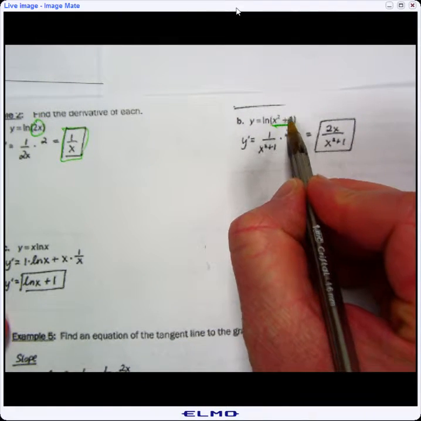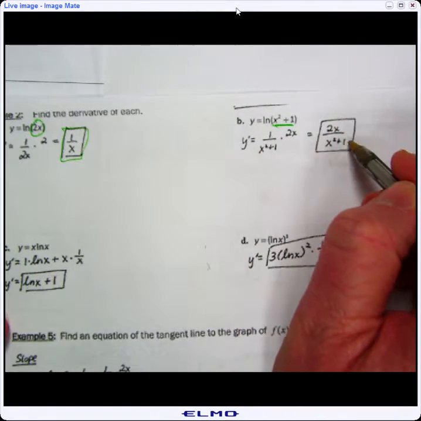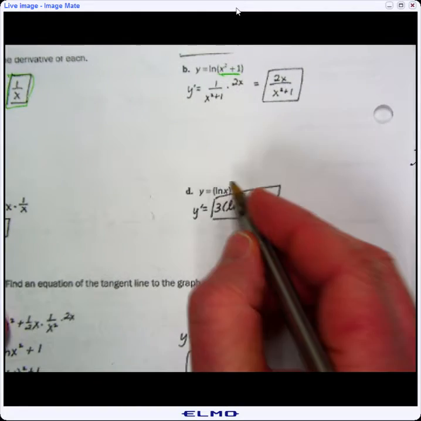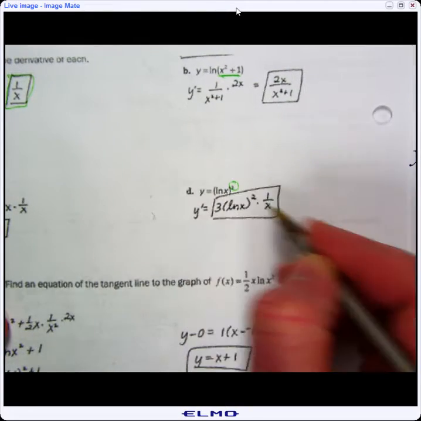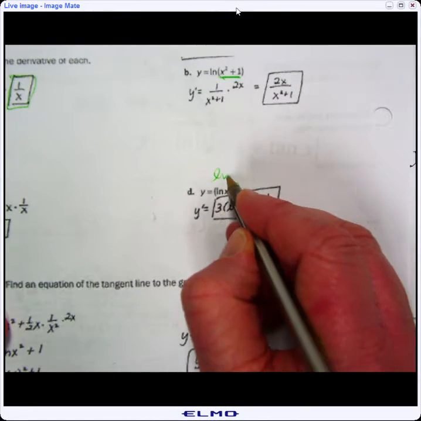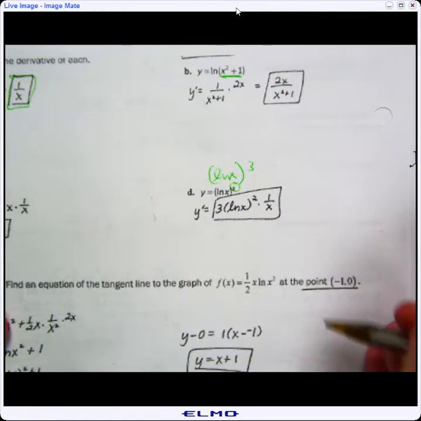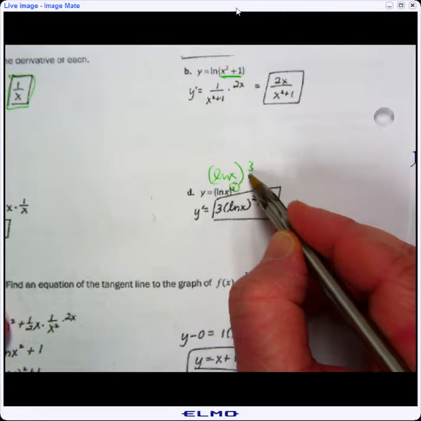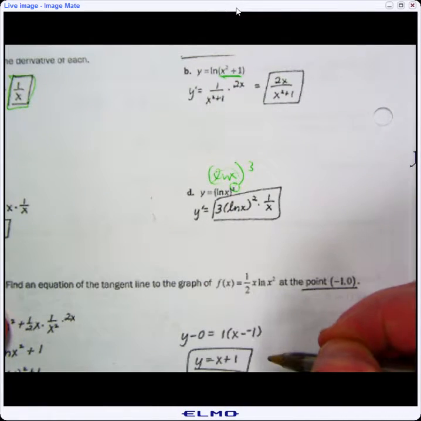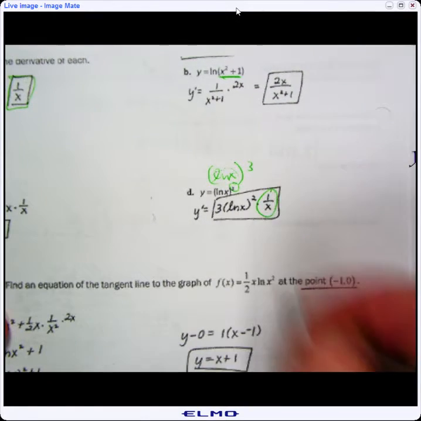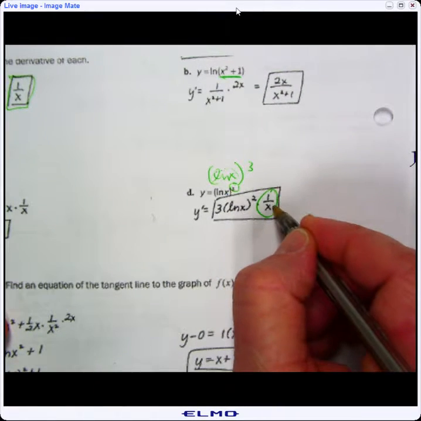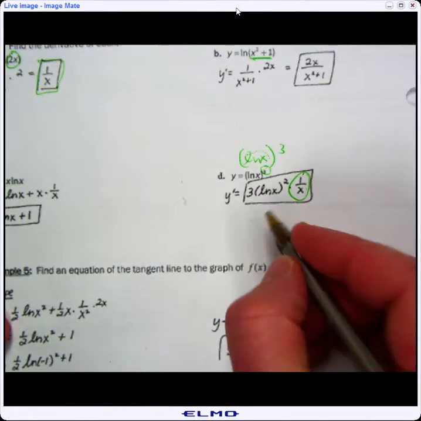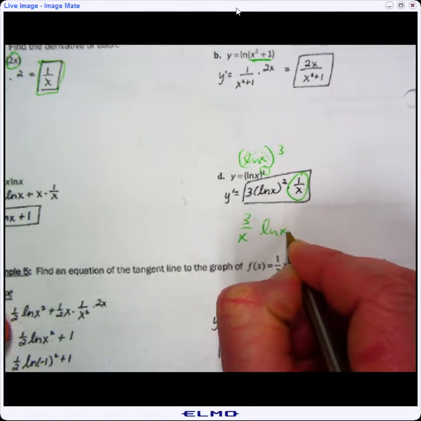The u here is x squared plus 1. So u prime is 2x over x squared plus 1. We did this one already. This one, if you can't tell, there's a 3 right there. So again, you can do this one as a chain rule problem, but the derivative of the inside is your 1 over x. So 3 ln x to the second times 1 over x. So that ends up being, if you're solving, 3 over x natural log of x squared.